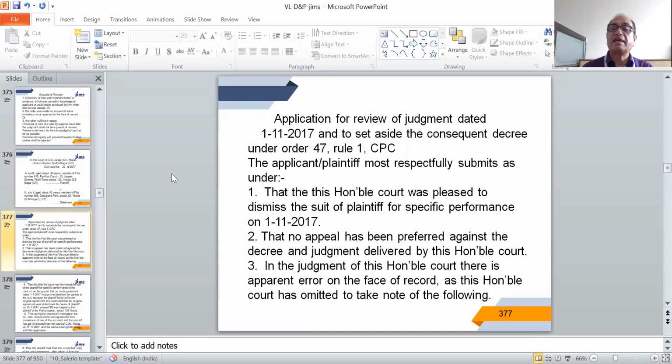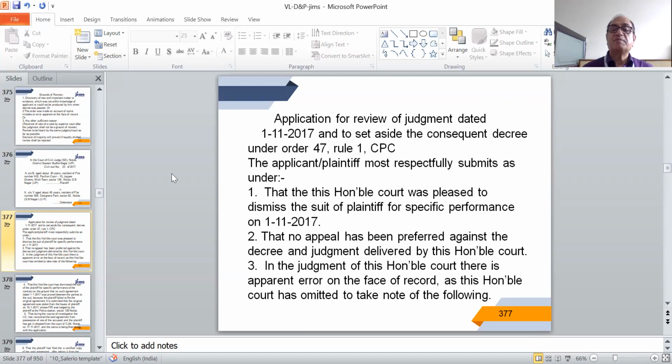And you will begin your drafting like this. The applicant plaintiff most respectfully submits as follows. You are the applicant in this review petition, and you were the plaintiff in the original suit. That means some order has been passed against the plaintiff. Para 1. That this Honorable Court was pleased to dismiss the suit of the plaintiff for specific performance on 1st November 2017. The suit of the plaintiff for specific performance of the contract was dismissed by the trial court on 1st November 2017. All right.